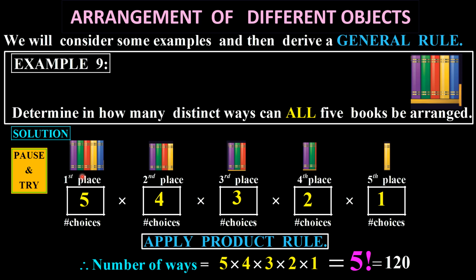Even if I had 10 books and I wanted to arrange all 10 books, it's just going to become 10 factorial. If I have 20 books, it's going to be 20 factorial, if the objects are all different.